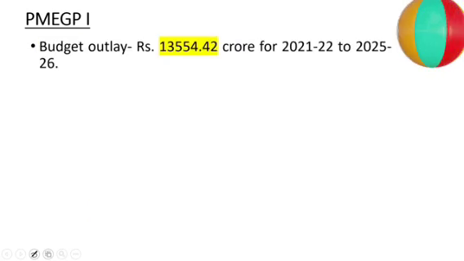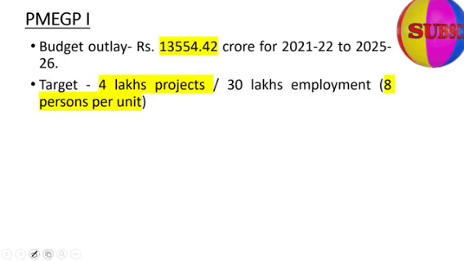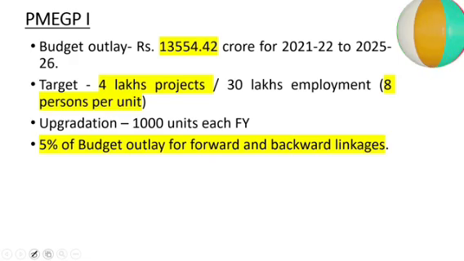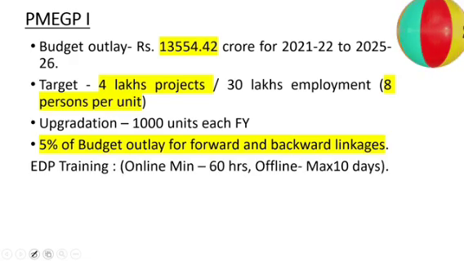Then the budget outlay from 2021-22 to 2025-26, that is the current year, was 13,554 crore. This question was asked around 2 years back, I think, for PMEGP. What is the target under PMEGP? It was 4 lakh projects and 30 lakh employment for these 5 years. Upgradation of thousands of units each year. And 5% of the budget outlay for forward and backward linkage was earmarked.